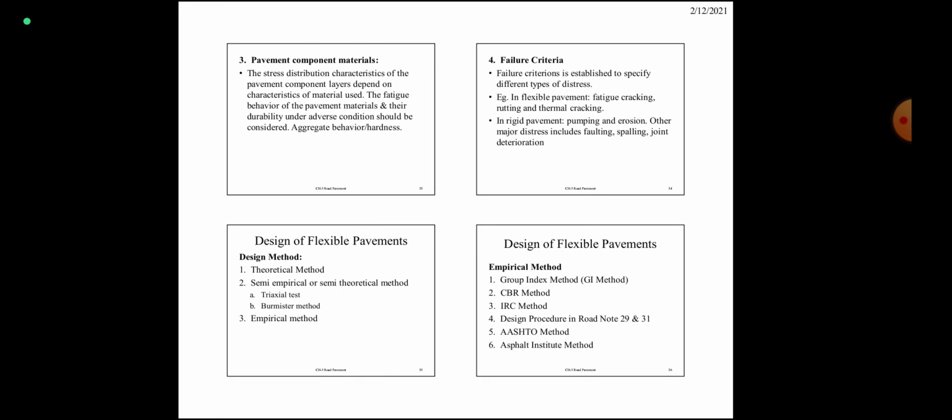Failure criteria. Failure criteria are established to specify different types of distress. For example, in flexible pavement: fatigue cracking, rutting, and thermal cracking. In rigid pavement: pumping and erosion. Other major distress includes faulting, spalling, and joint deterioration.